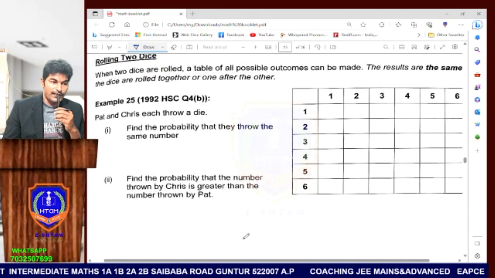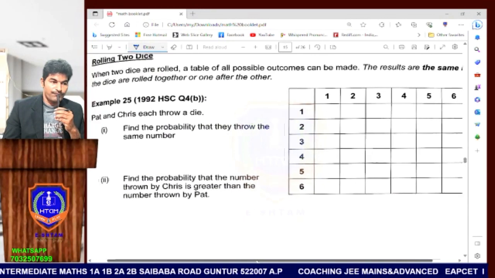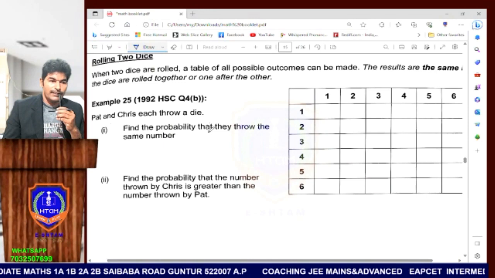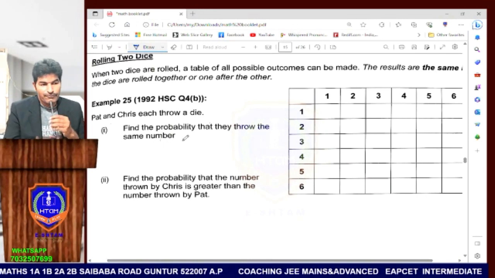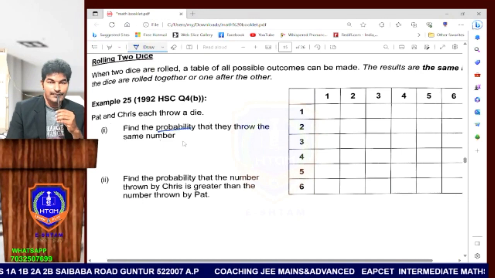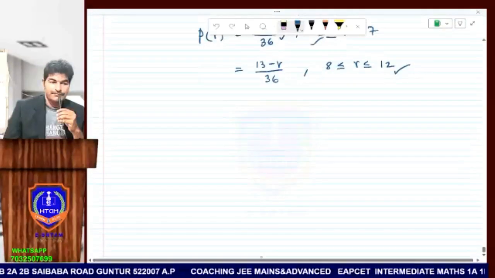Look at example 25. Pat and Chris each throw a die. Find the probability that they throw the same number. Same number means what is it called? Doublet.